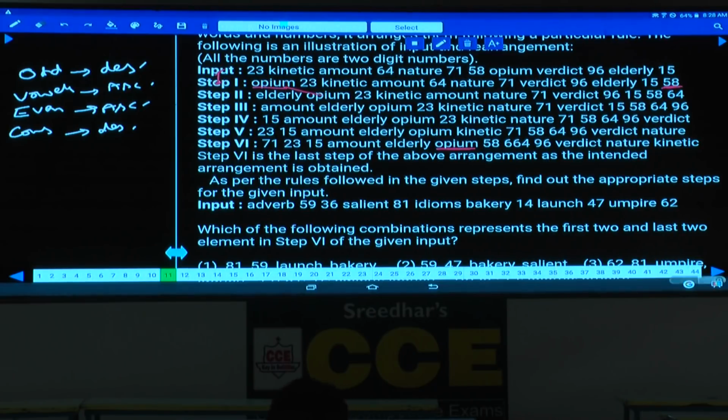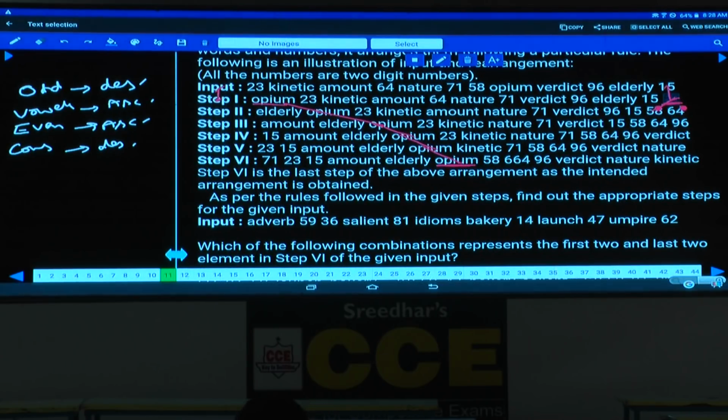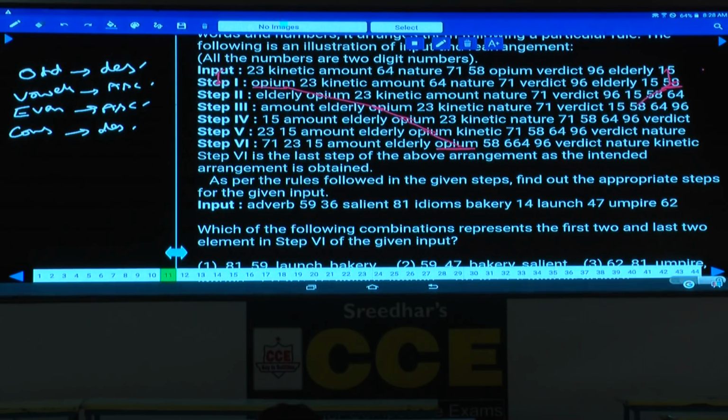This opium shifted to the second place in step 2, 58 shifted to the 11th place in step 2. Again, that means this word shifted to the third place, the fourth place, the fifth place, and the sixth place in further steps. And similarly here, this number 58 goes to the 12th place, 11th place, then 10th place, and next shifted to the 9th place, and so on, isn't it? That means in further steps, this word shifted to the right hand side, and this number shifted to the left hand side. And after this opium, next word is elderly, next amount, these three words.